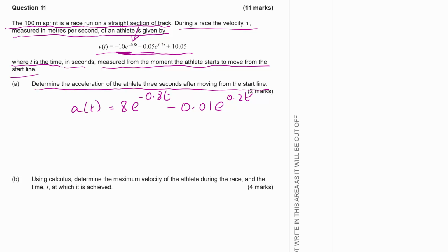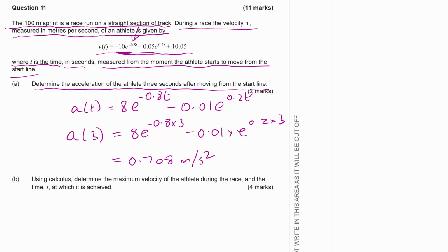Remember, we are calculator assumed, and therefore you could have done that on the calculator. And then we just need to evaluate. So we just want a of 3. So that's going to be 8e to the negative 0.8 times 3, take away 0.01 times e to the 0.2 times 3. And if you put that into your calculator, you'll get 0.708 meters per second squared.